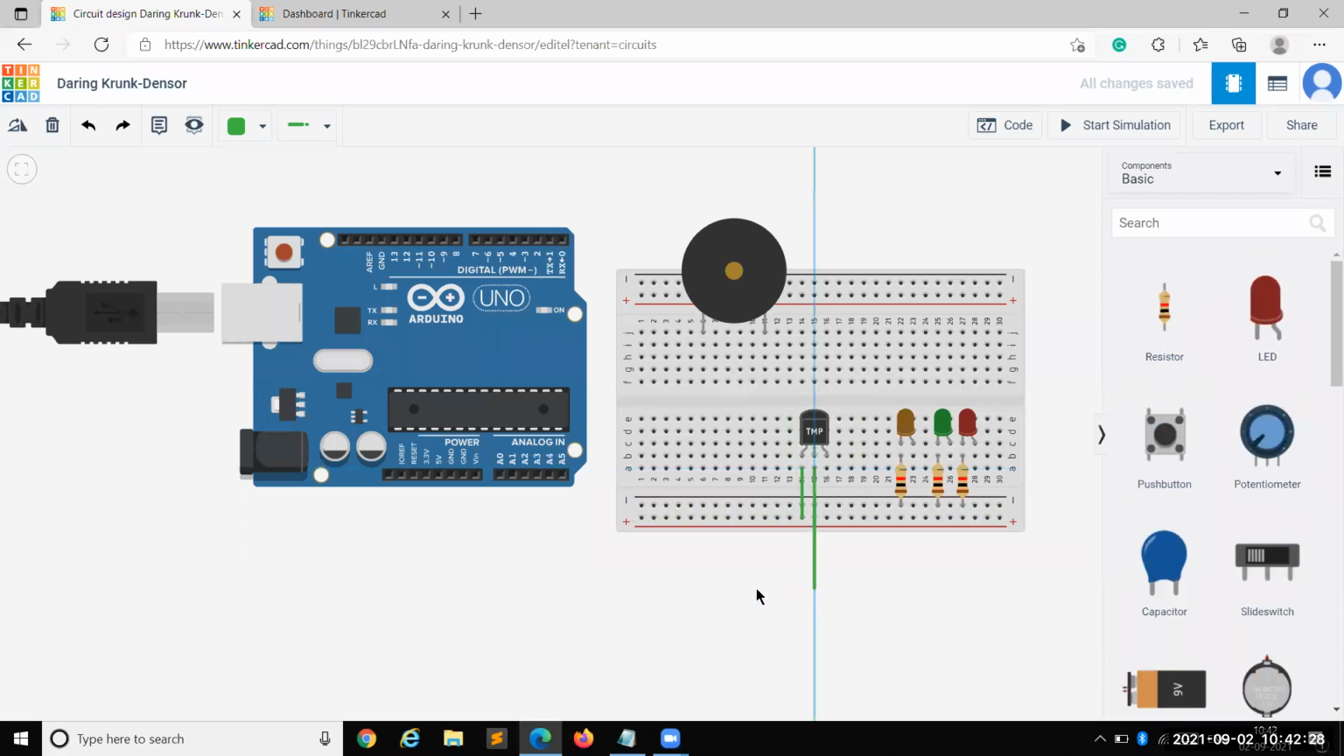And we will give this to the analog input because the input is going to change. It's not going to be static. It's not like on or off. It's going to give different values. So we have to give it to analog.